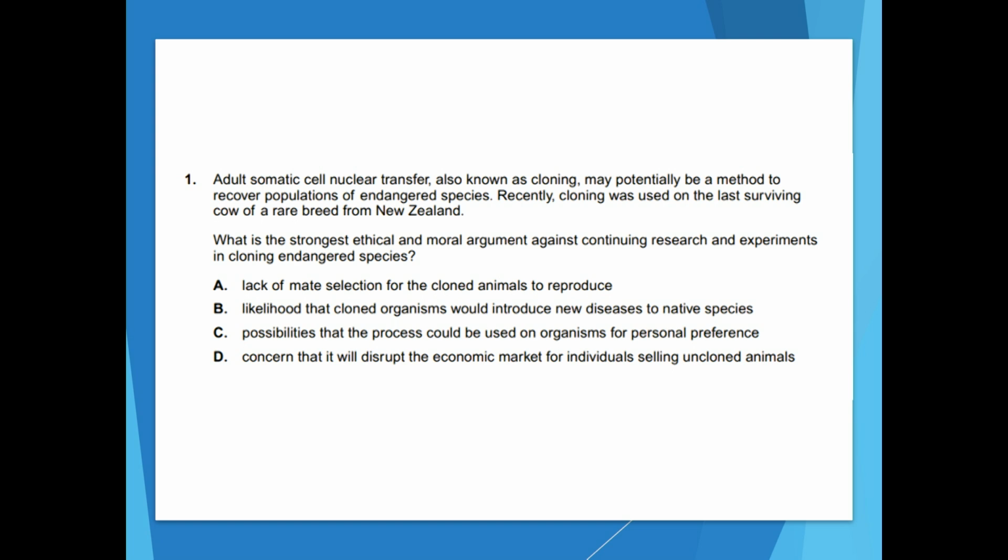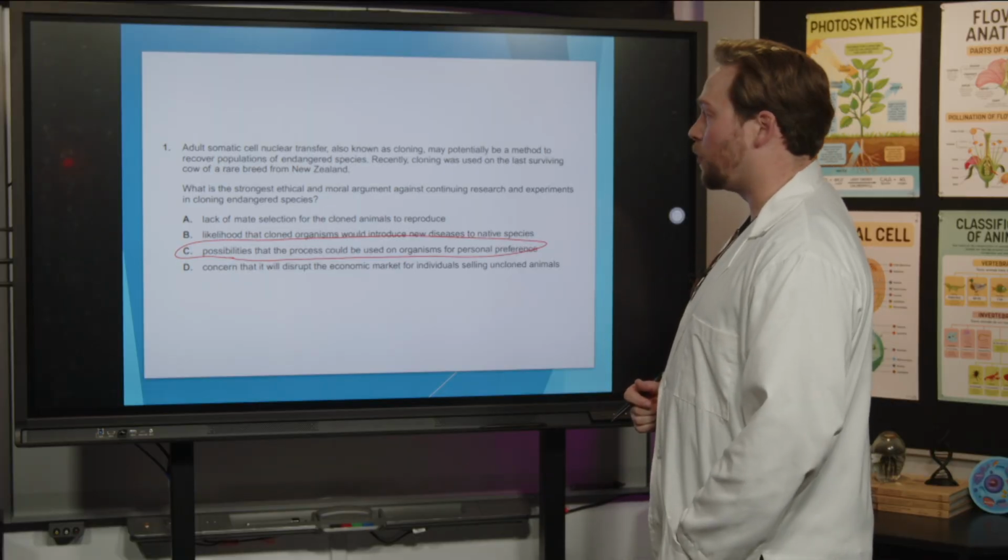Okay, this says adult somatic cell nuclear transfer, also known as cloning, may potentially be a method to recover populations of endangered species. Recently, cloning was used on the last surviving cow of a rare breed from New Zealand. What is the strongest ethical and moral argument against continuing research and experiments in cloning endangered species? A really good answer choice for this one, I think, is C. This has possibilities that process could be used on organisms for personal preference. The other ones aren't quite as strong moral arguments against using the experiment.